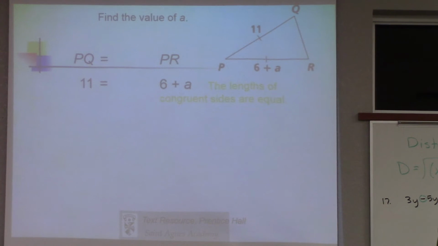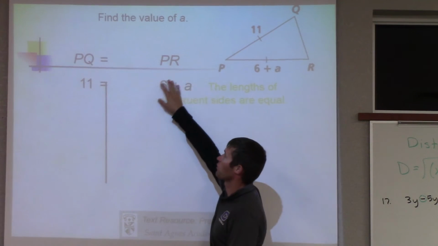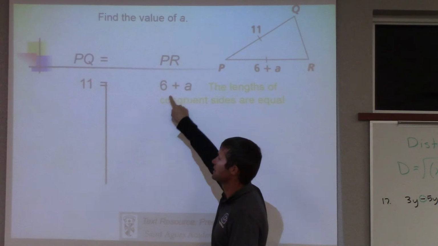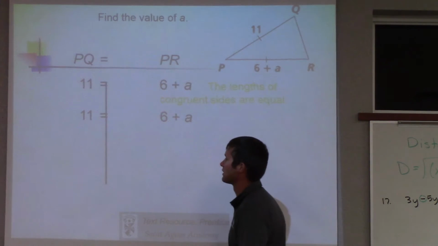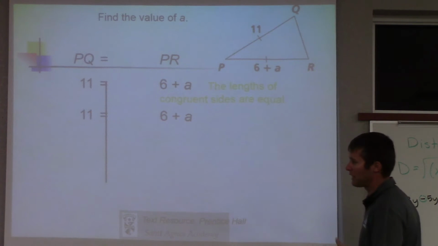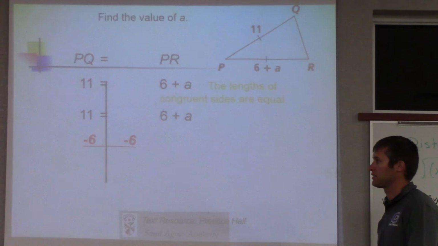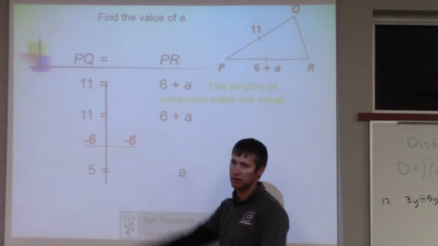Now we draw my line down and solve. Again, I'm going to look at the right-hand side because that has my variable. What number, if I added it to 6, would equal 11? So we want to get rid of 6. We get rid of 6 by subtracting it. 11 minus 6 is 5. So my answer is 5. 5 plus 6 is 11.